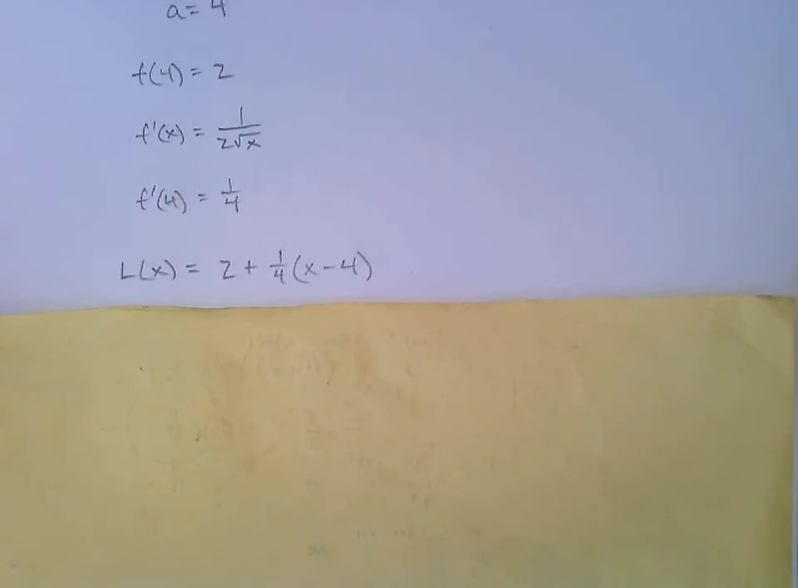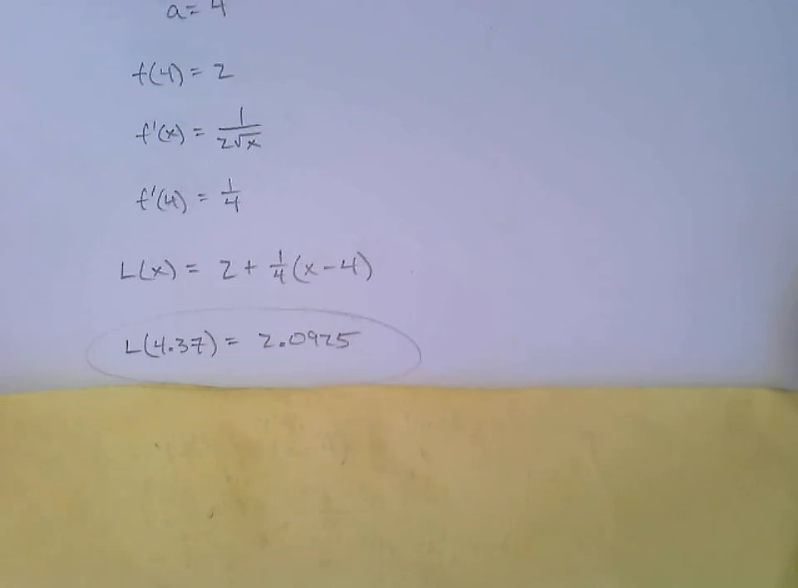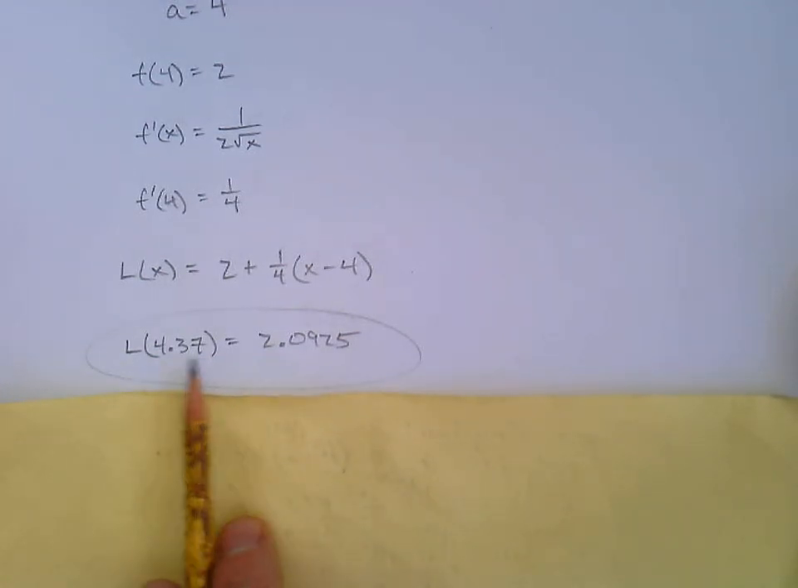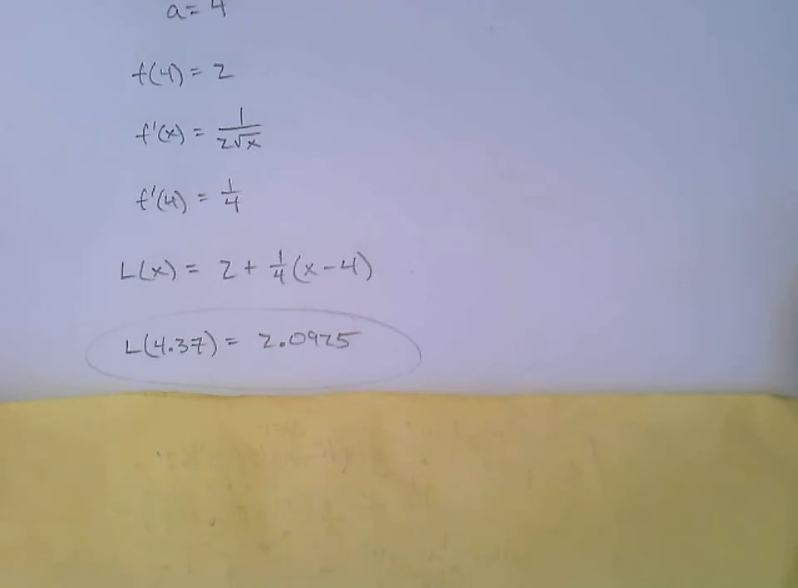So we've got the linearization, which is really just the equation of the tangent line. And then to finish the question, I need to plug in my x value right there. So L of 4.37, I plug that in, I grab my calculator, and boom, 2.0925 is my approximation for the square root of 4.37.